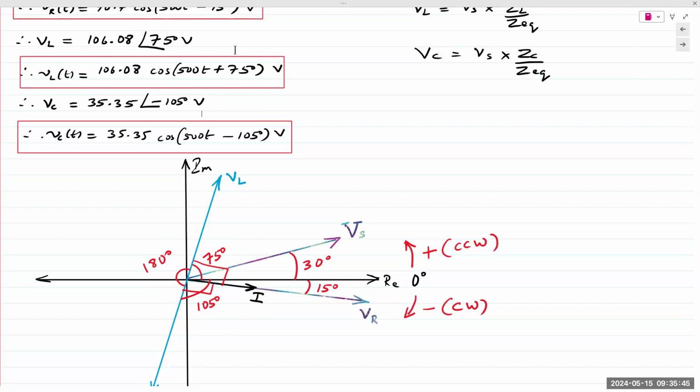Capacitor is the exact opposite. It's 90 degrees behind the current. And so it's minus 90. So minus 105. Does that make sense to everyone? And the reason that in this case, in this problem, the inductor voltage and the capacitor voltage is 180 degrees out of phase, exactly 180 degrees. And the reason for that is that they share the same current.